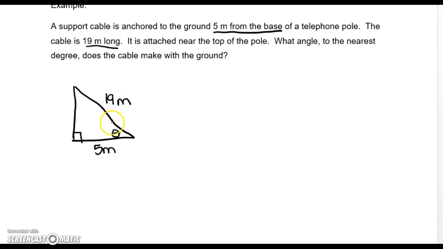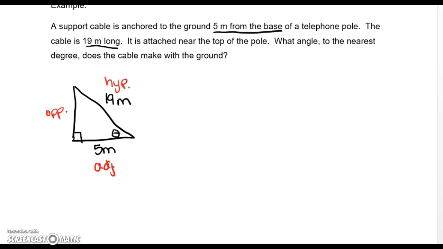So as I said, our first side that we should label is our hypotenuse, which is across from this 90-degree angle. So this 19 meters is your hypotenuse. Then our angle here is across from that opposite side. So here we have our opposite, and then the last side here is your adjacent.